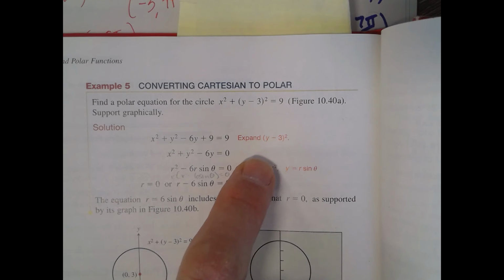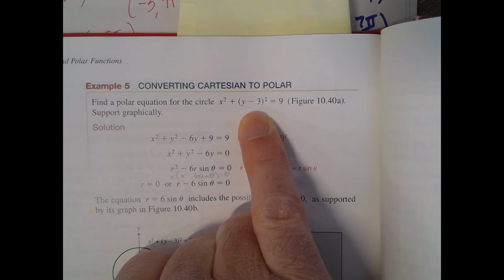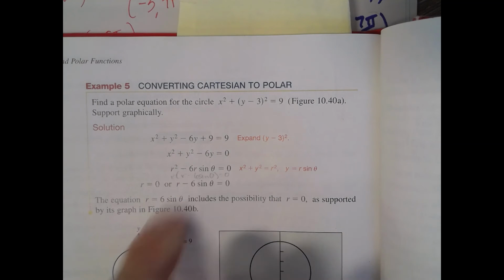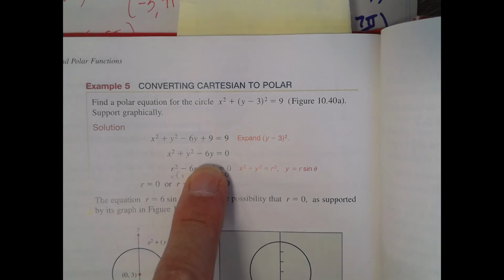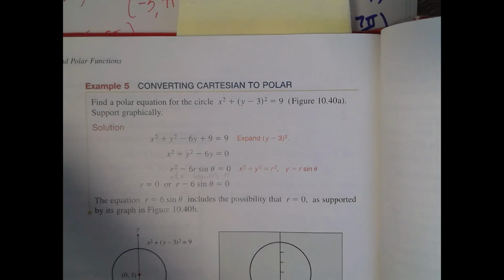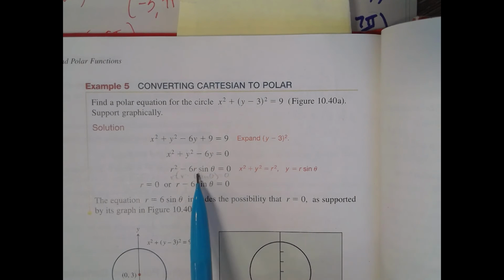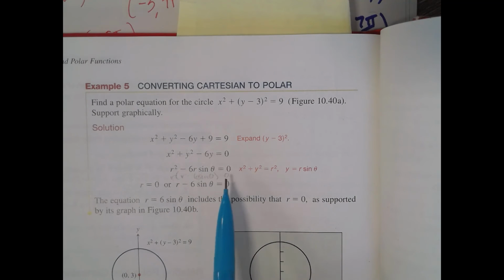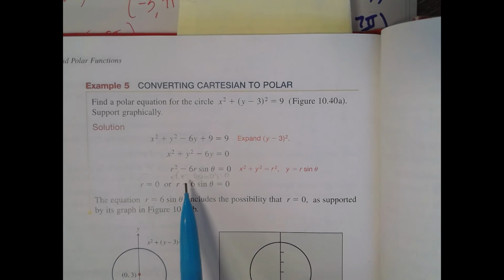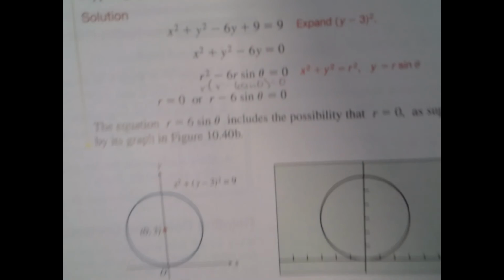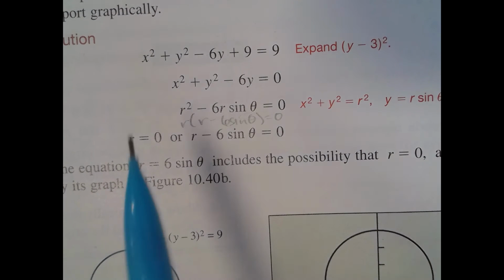first thing I would do is expand the y minus 3 squared. So y minus 3 is quantity squared. You get this. And you see x squared plus y squared, that's our r squared. Subtract 9 from each side, that goes away. And then it's minus 6y, which is just minus 6r sine theta. The book didn't show this part, but I wrote it in pencil here. So that's kind of just algebra.